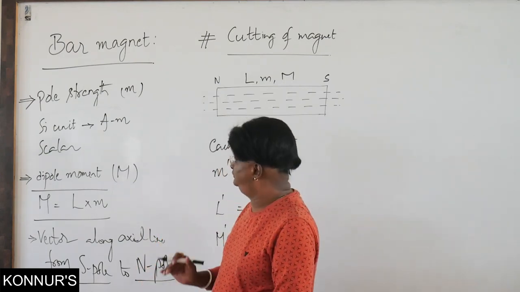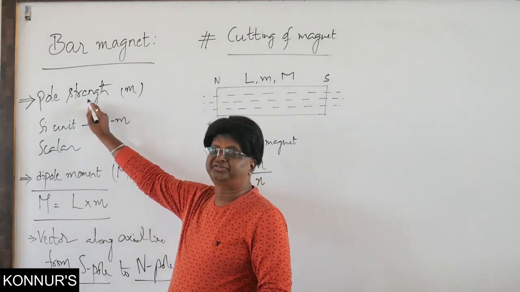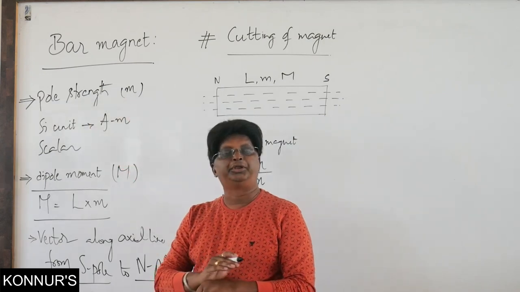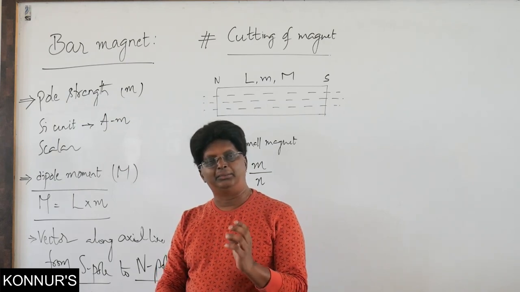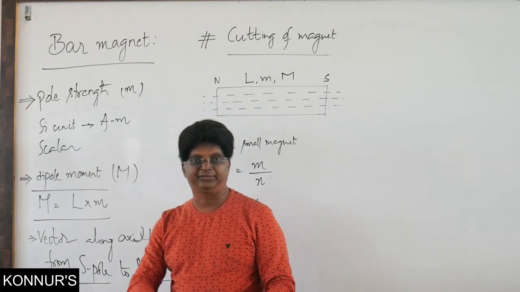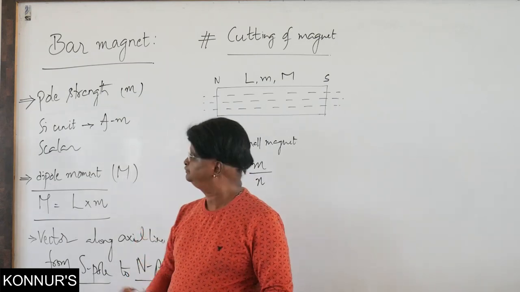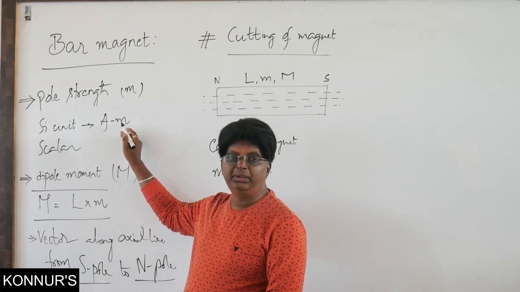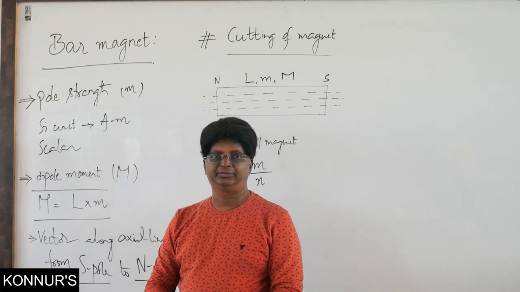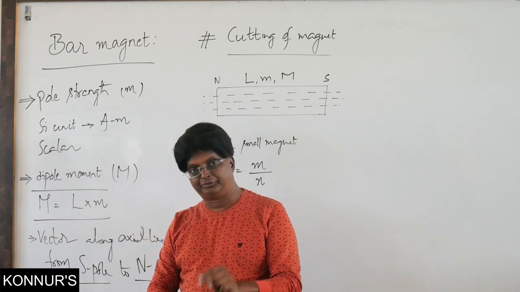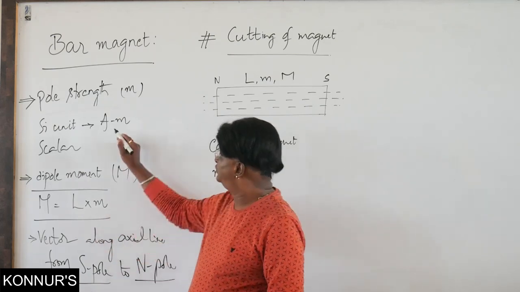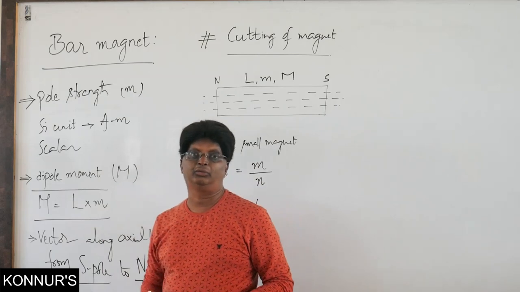About bar magnet, pole strength is used with the symbol small m. We know about the poles, the regions of the magnet where the magnetism is supposed to be concentrated. It is more pronounced in those regions, which are called magnetic poles. The SI unit is ampere meter. Do remember in magnetism and magnetic materials, the symbols and also the units are very, very important. Take care of that. The SI unit is ampere meter and it is a scalar quantity.